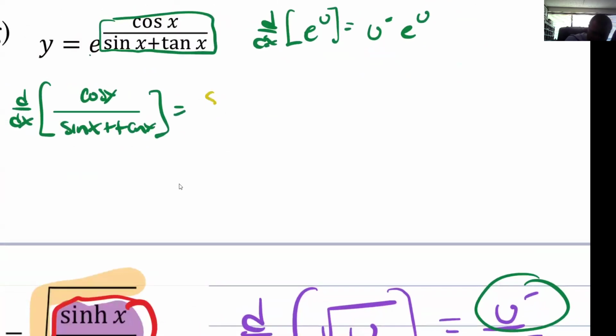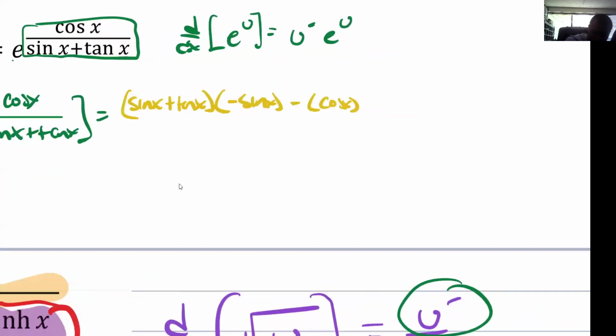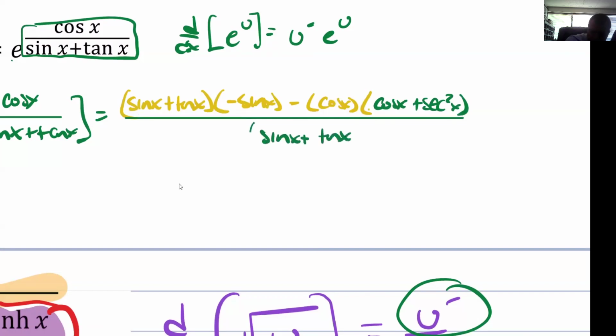So we're going to get our denominator, the bottom, sine of x plus tangent of x, times the derivative of the top, minus sine of x, minus the top times the derivative of the bottom. The derivative of sine plus tangent: the derivative of sine is cosine, the derivative of tangent is secant squared of x, all over the bottom squared. Right, so that's going to be our u prime.